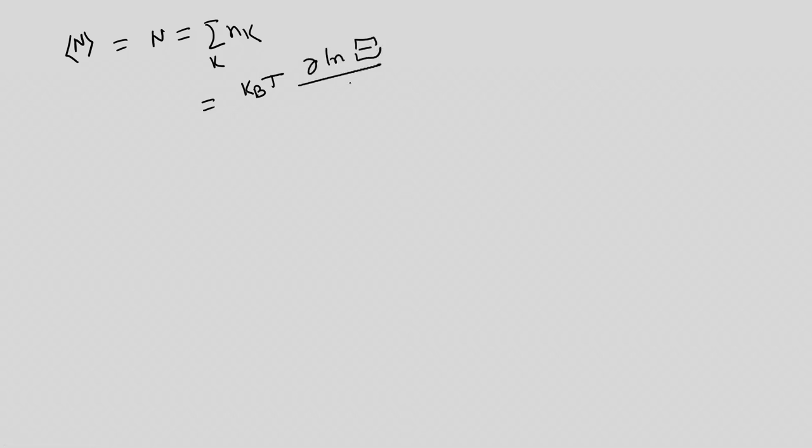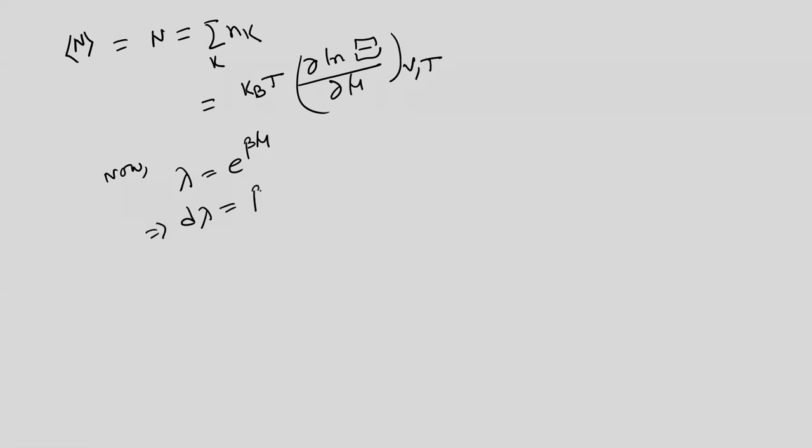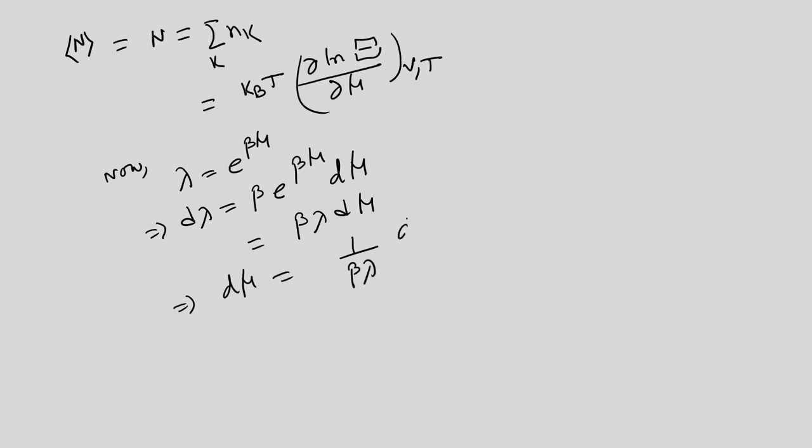Next, we calculate the average number of particles. We say N average, this is nothing but, we can call N is the sum over k of n_k, and we know how to calculate the average number of particles. This is k_B T del ln theta by del mu at constant V, T. Now, lambda is e to the beta mu. So, d lambda is beta e to the beta mu d mu, and we can write this as nothing but beta lambda d mu. So, d mu is nothing but 1 by beta lambda d lambda.